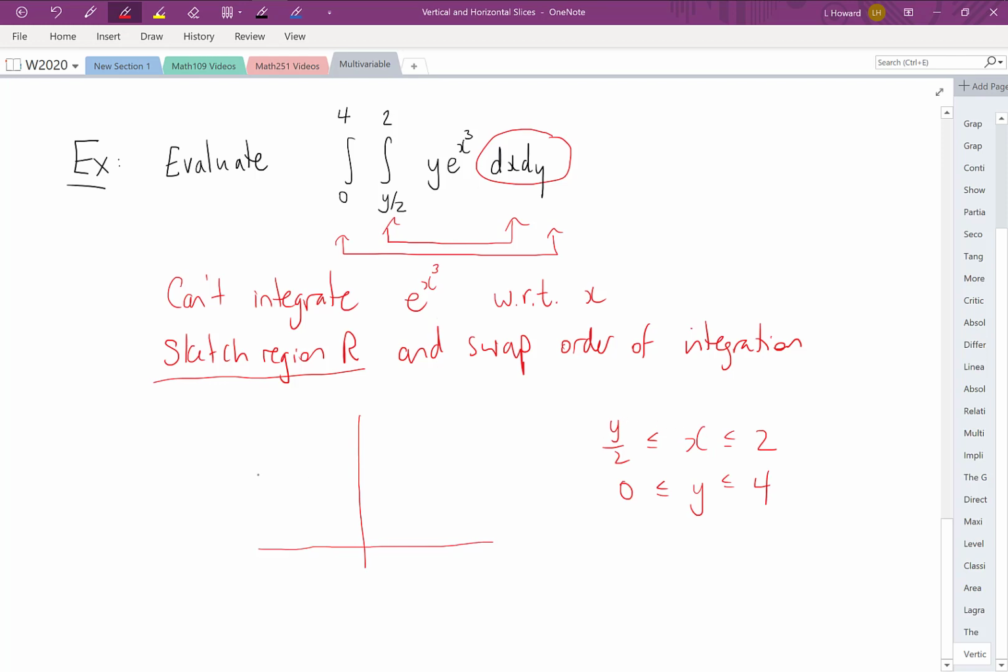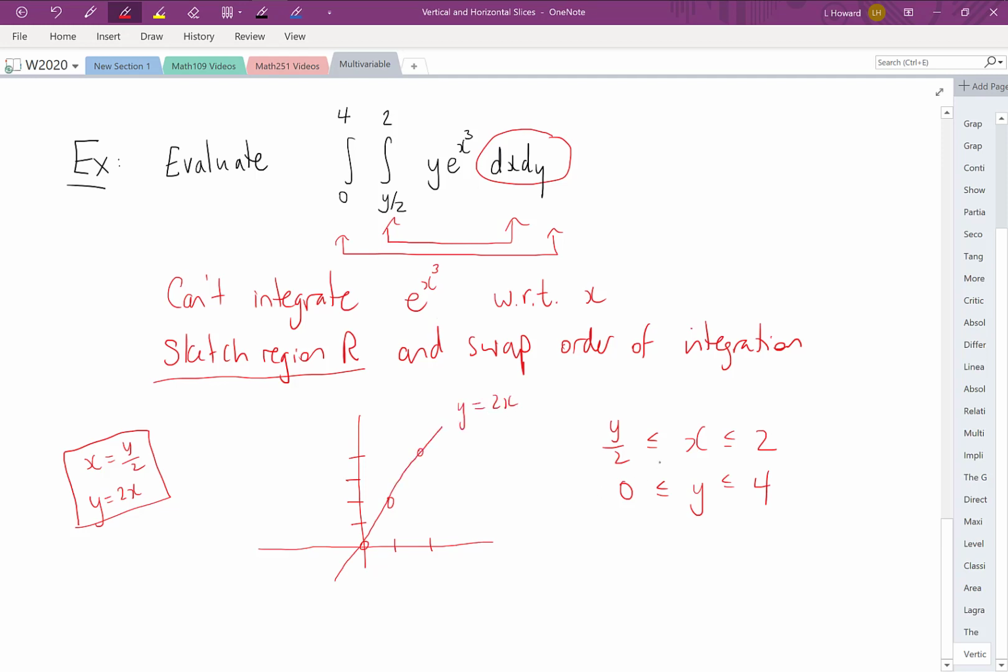We would need to draw a picture of the line x equal y over 2. That's forming the left endpoint of our horizontal slice. If we just do a little bit of algebra here and solve that for y, x equal y over 2 is the same thing as y equal 2x. Okay, so let's start to sketch this. Let's go up maybe a few units in the y direction, a couple units in the x direction. So y equal 2x looks like that.